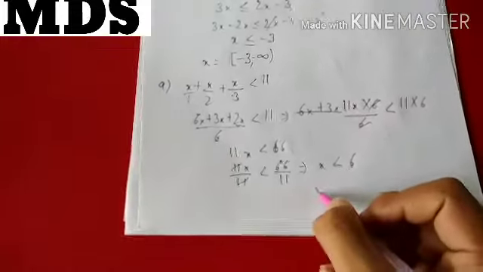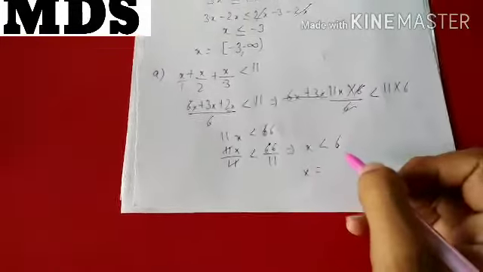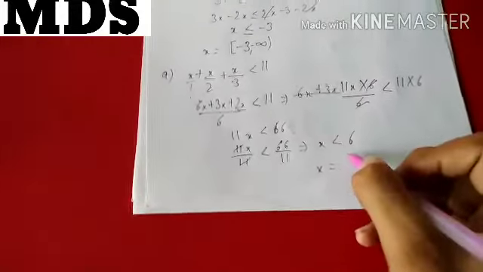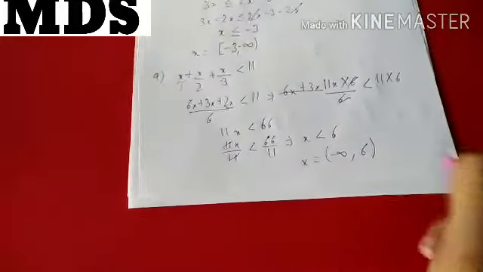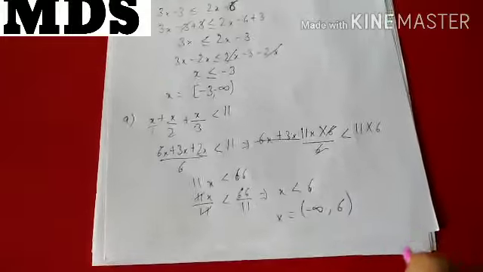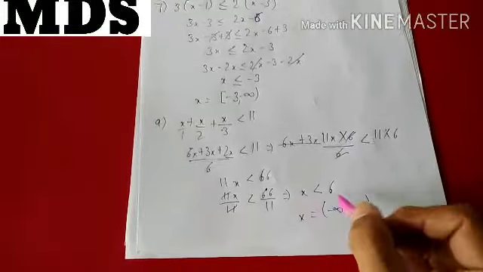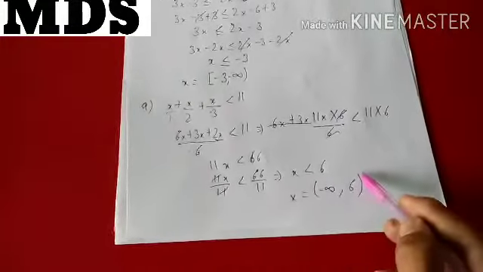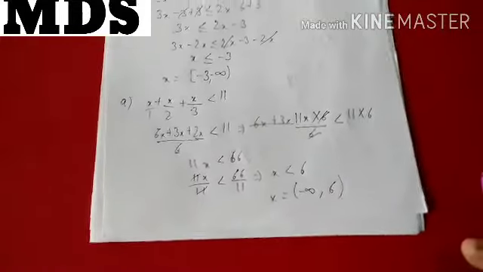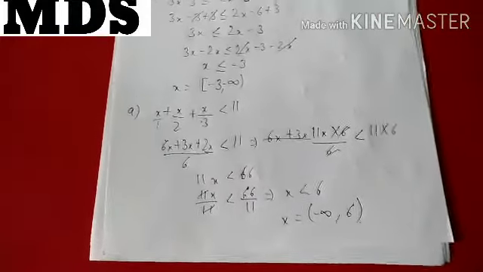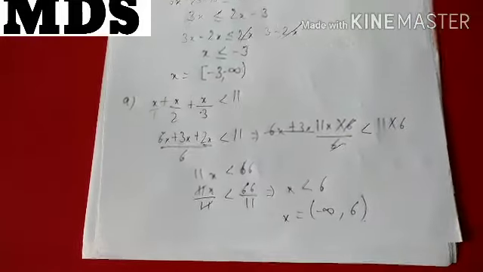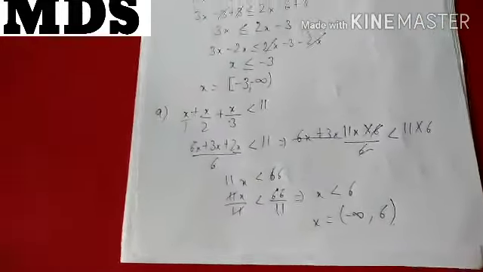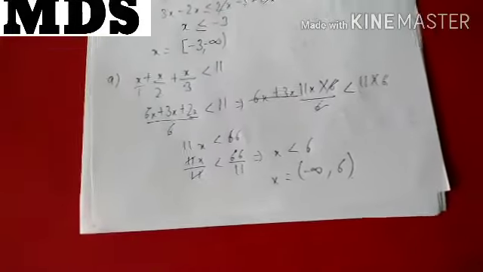Okay, so that means if x is a real number, we will get the values from minus infinity to 6. Okay, again we are not using any equal to sign here, so we will get a small bracket this side. So it was your question number 9.